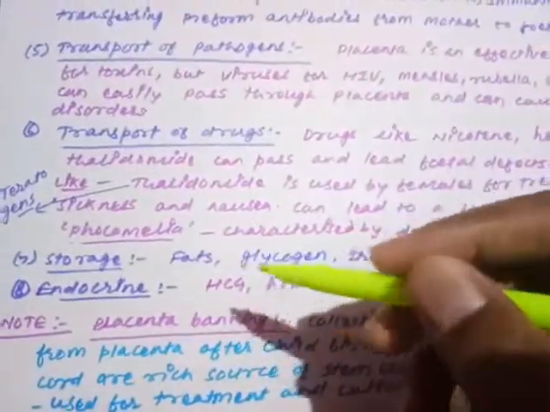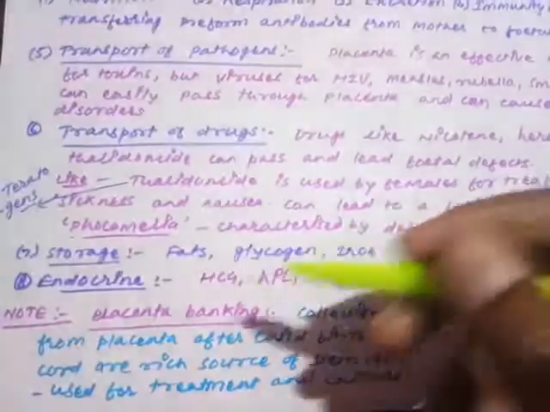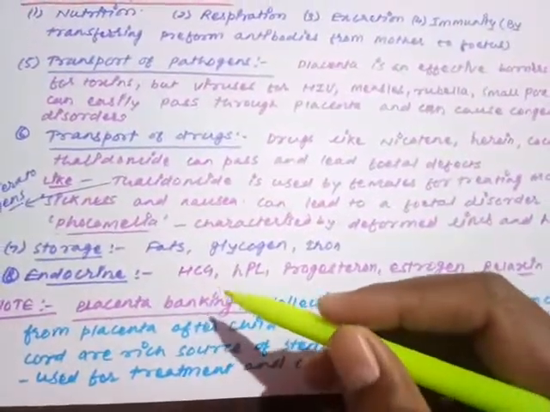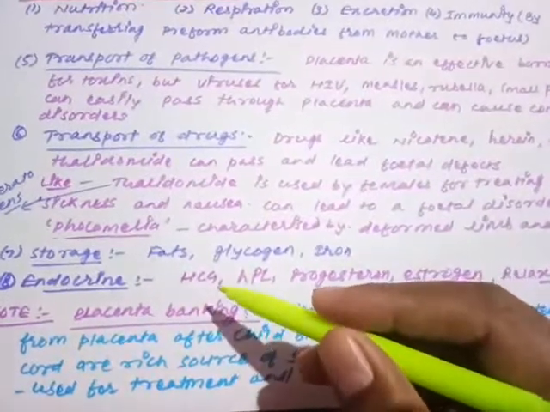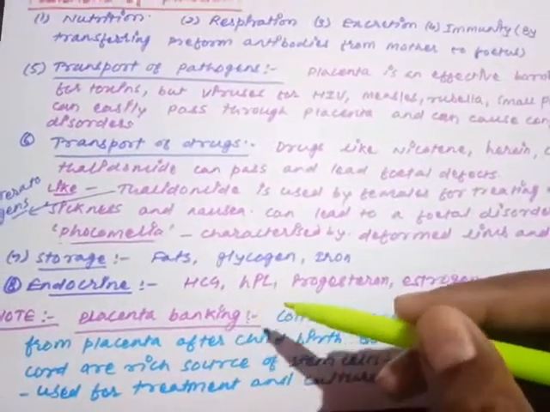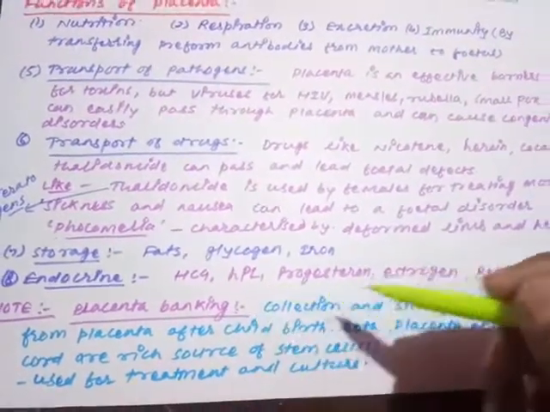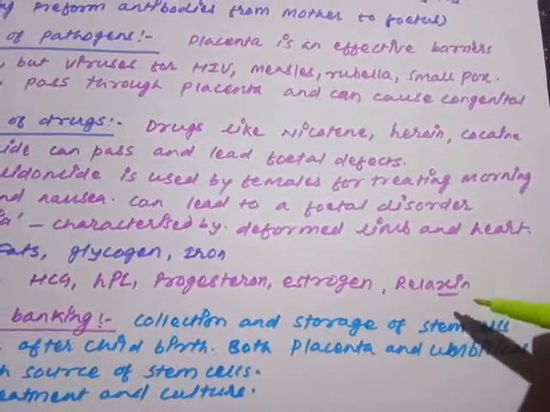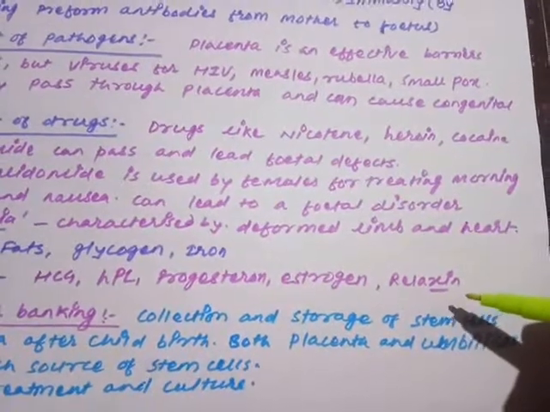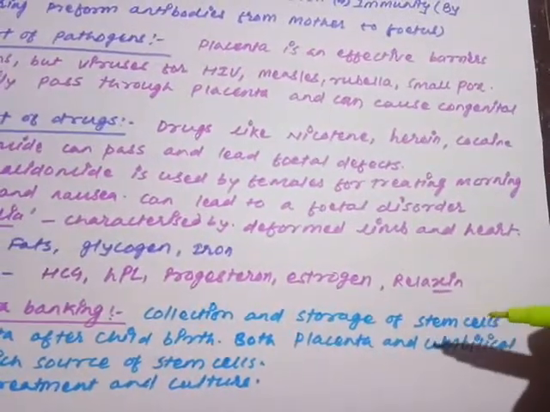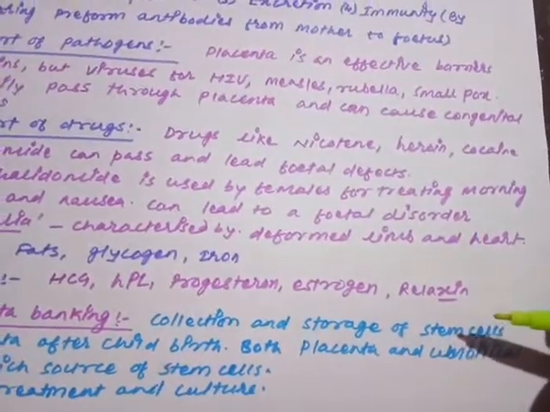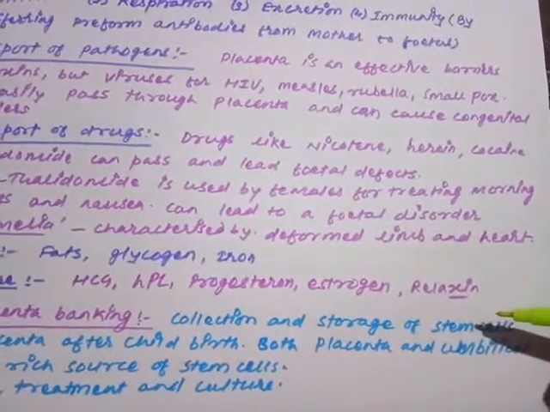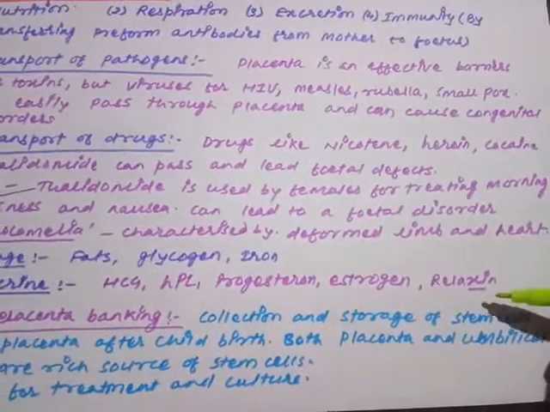Moving on to the next function, storage: fat, glycogen, iron. Endocrine, we have seen many times. It works in the form of an endocrine function. It is a temporary endocrine structure. What does it release? Human chorionic gonadotropin, HPL, human placental lactogen, progesterone, estrogen. One very important hormone at the last of the pregnancy is called relaxin. Relaxin is a very important hormone that is going to dilate the pubic symphysis at the time of childbirth so that the child can easily pass through the birth canal. Remember, this is very important.